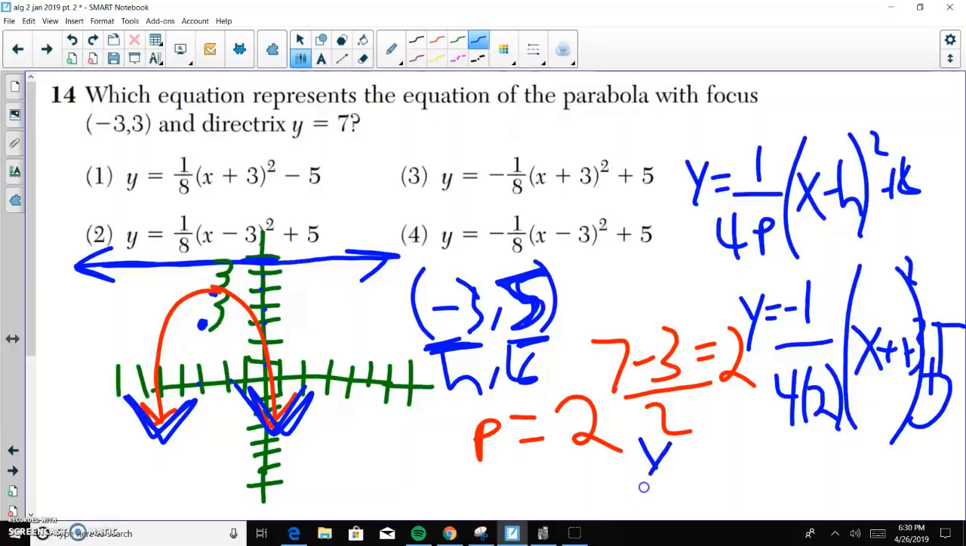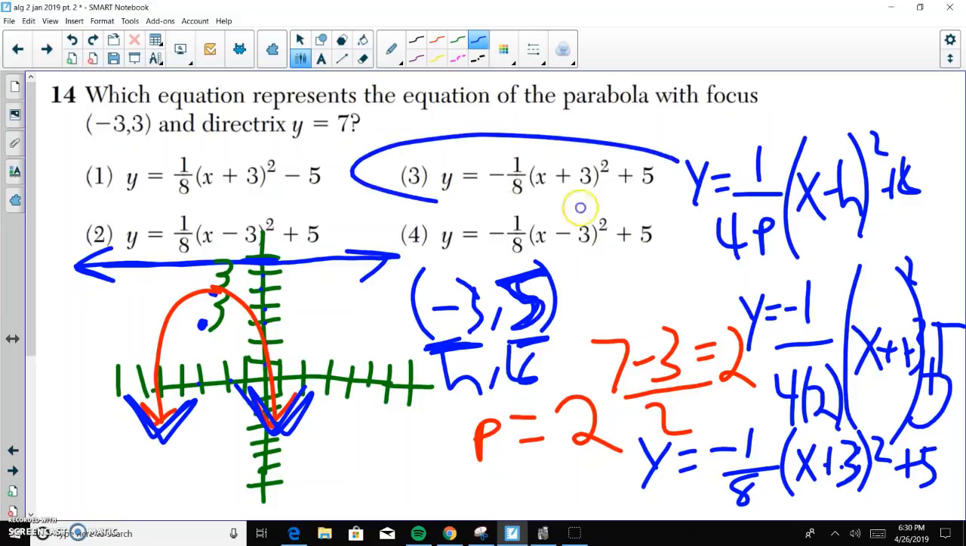So now let's see which choice is answered. So -1 over 8, x plus 3 squared plus 5. Alright, that's going to be choice 3.